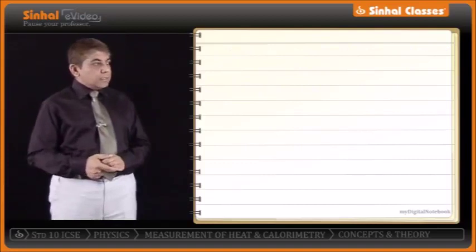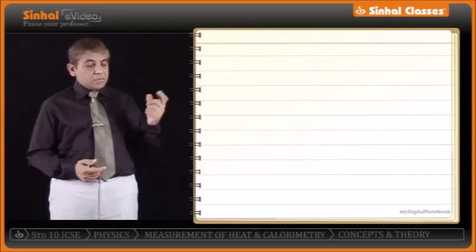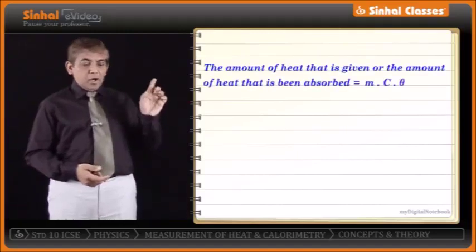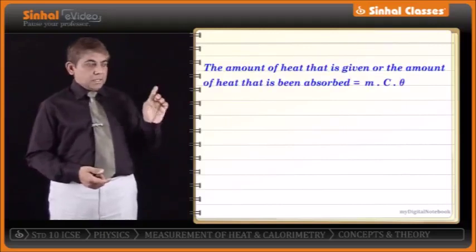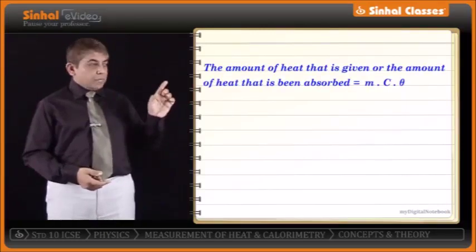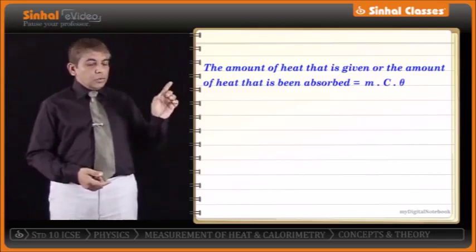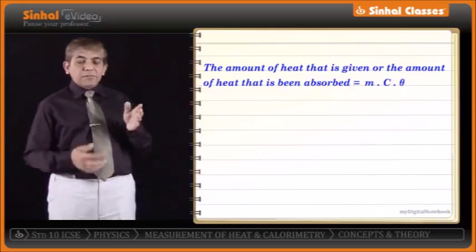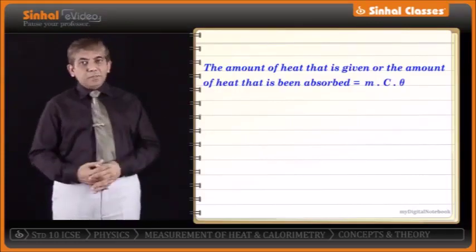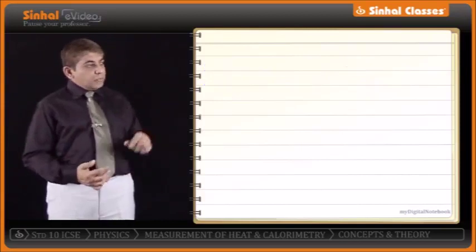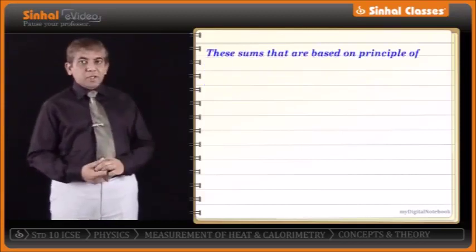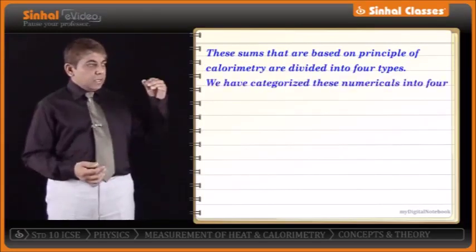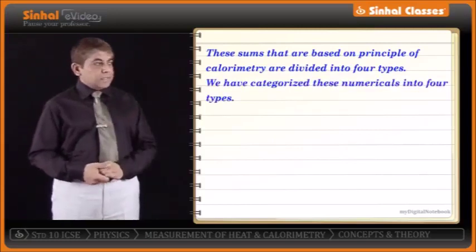When we talk about numericals, we have numericals that are based on the principle of calorimetry, wherein we use the relation: the amount of heat that is given or absorbed is equal to mass into specific heat capacity into rise or fall in temperature. Using this relation, we can definitely solve sums that are based on the principle of calorimetry. Now these sums are divided into 4 types. Just to make it simpler for you, we have categorized these numericals into 4 types.